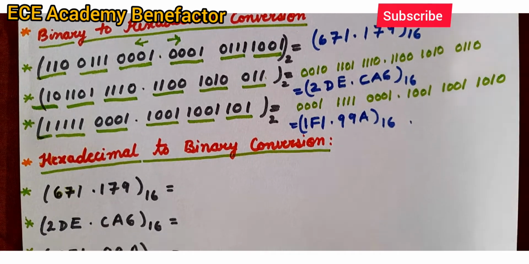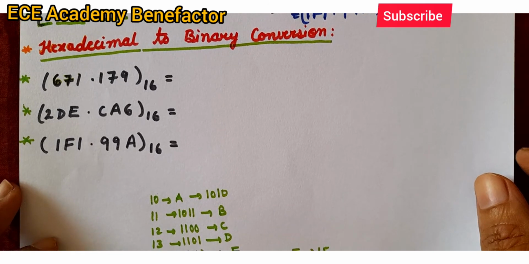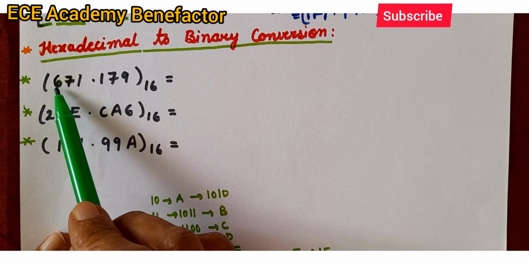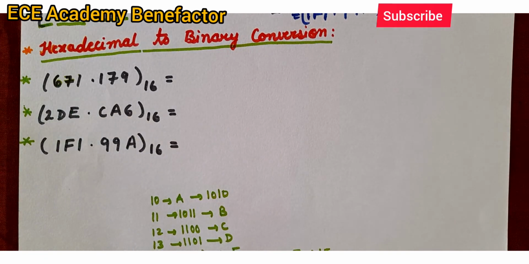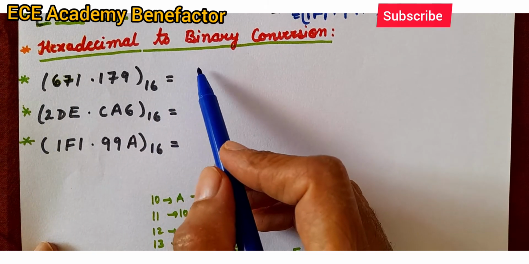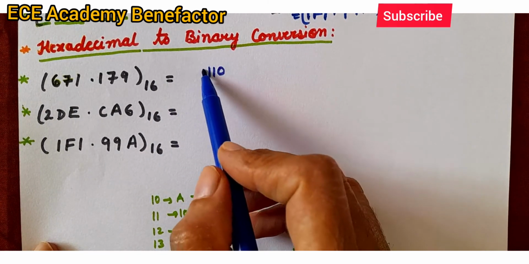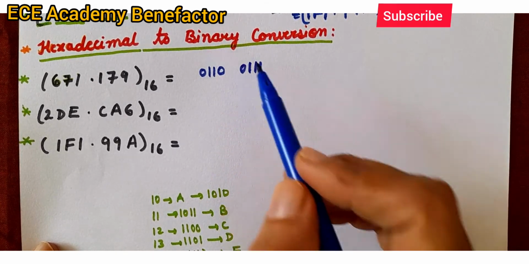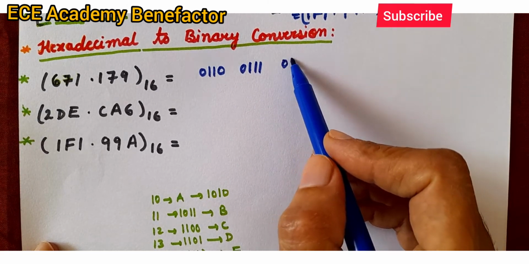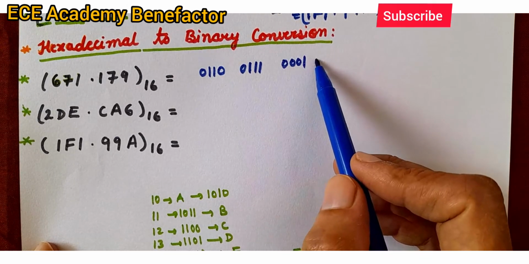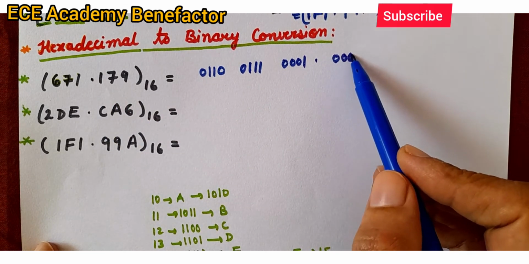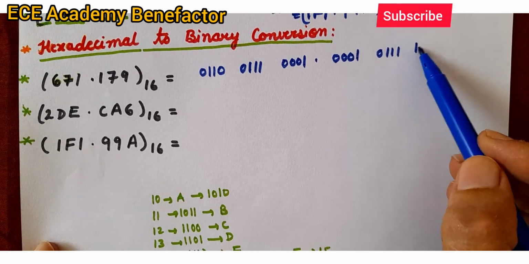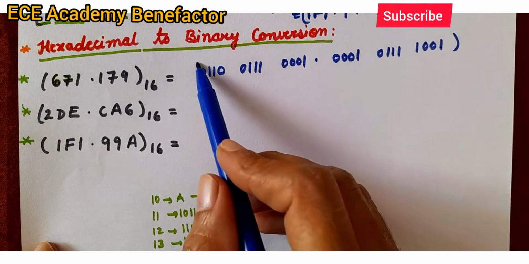Okay, coming to the fourth topic, hexadecimal to binary conversion. When you are doing hexadecimal to binary, write each hexadecimal digit in a group of 4 bits. 6 is 110. 7 is 111, so add 0 to it: 0111. 1 is 0001. Dot 1 is 0001. 7 is 0111. 9 is 1001. This is the binary number.